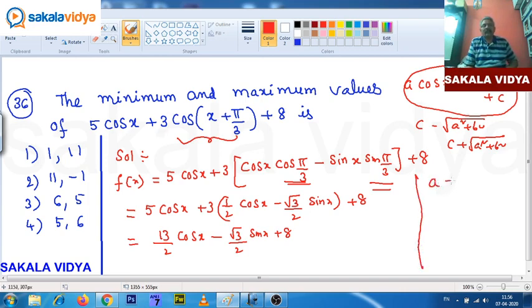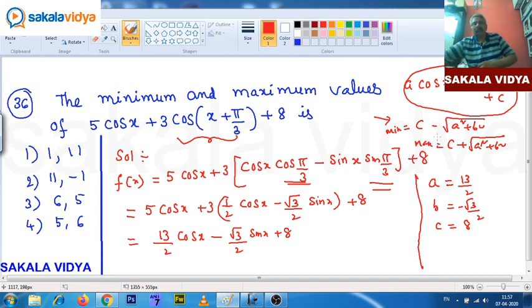Here a equals 13 by 2 and b equals minus root 3 by 2 and c equals 8. You apply this formula, this will be the minimum, this will be the maximum. You try, definitely you will get the answer.